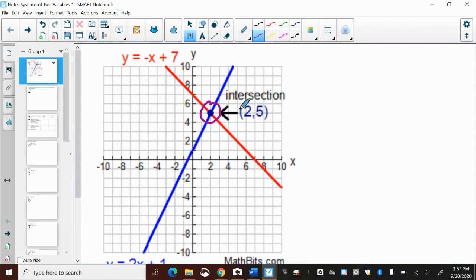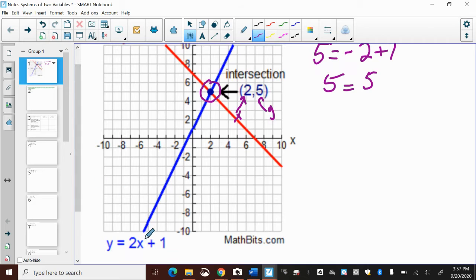We could check by putting 2 in for x, because it's an xy pair, and 5 in for y. Using that red equation, 5 is equal to minus 2, because this minus is already sitting here in the equation, plus 7, so we would get 5 is equal to 5. To prove it's a solution, we'd have to use both equations. The other equation is right here. If we put 5 in for y, that would be 2 times 2 plus 1. And again, we would get 5 is equal to 5. So that would certainly work out.